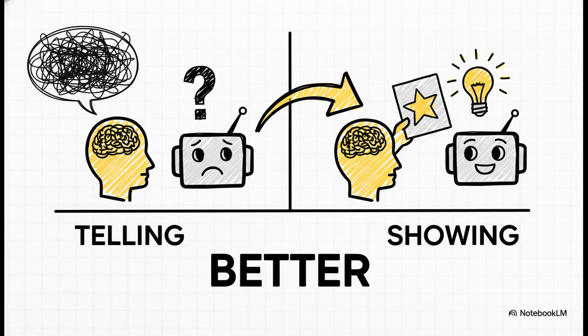Well, what if I told you the real secret isn't just telling the AI what to do, it's showing it? That's what we're digging into today. We're going to learn how to provide examples. It's a technique called in-context learning. And trust me, it can make your AI chats incredibly precise and powerful.